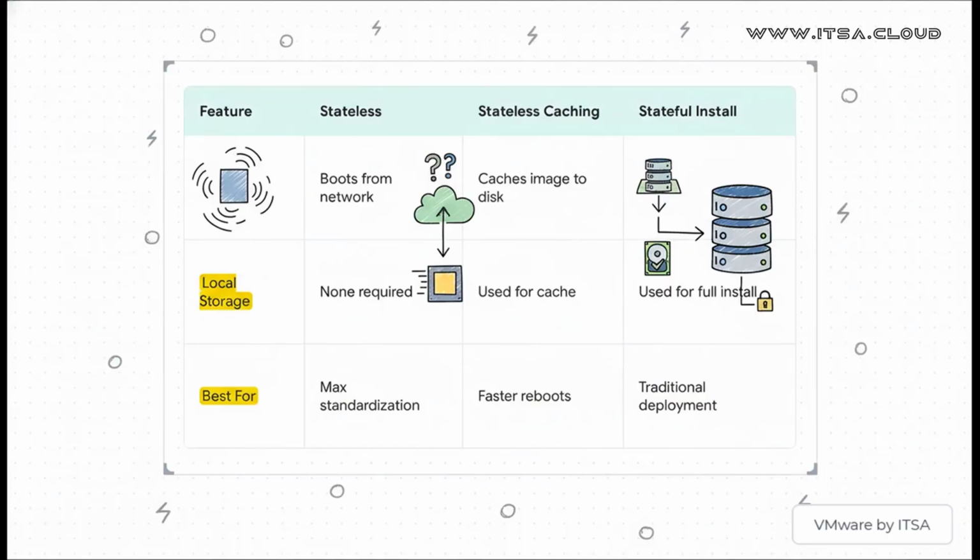In pure stateless mode, the host has zero local storage. It gets its entire identity from the network every single time it boots. This is absolutely perfect for maximum standardization. Then you have stateless caching, which is kind of a hybrid. It caches the image to a local disk after that first boot, which makes all the reboots after that way faster. And finally, there's stateful install. This uses the network boot just once to do a traditional installation onto the local disk, so you get all the automation up front, but with the feel of a classic setup.